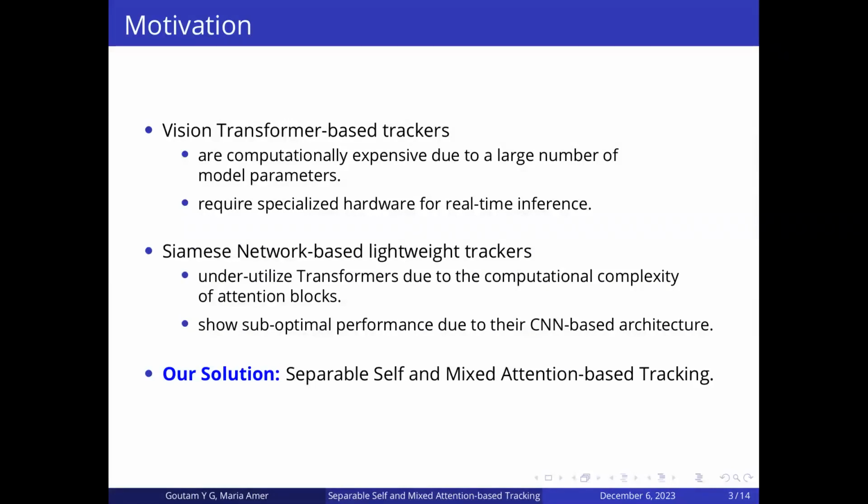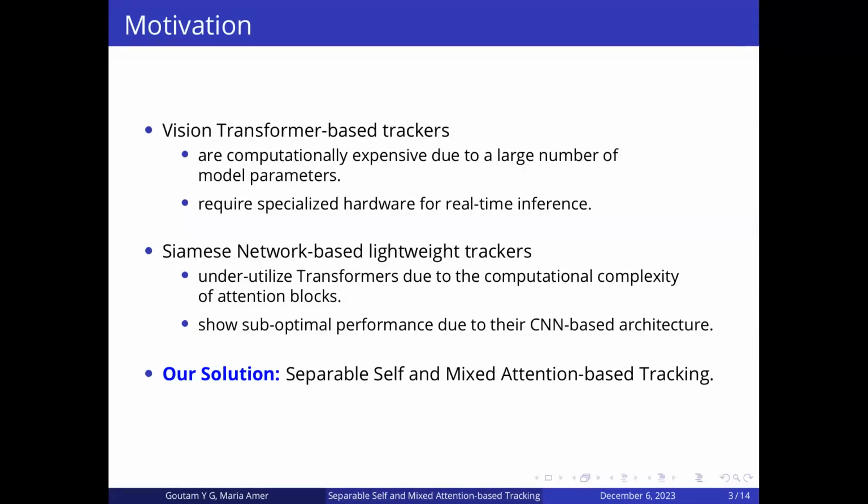And when it comes to Siamese network-based lightweight trackers, these trackers underutilize transformers due to the computational complexity of the attention blocks. And since the architecture of these trackers is based on convolutional neural networks, they show suboptimal performance on the challenging datasets.